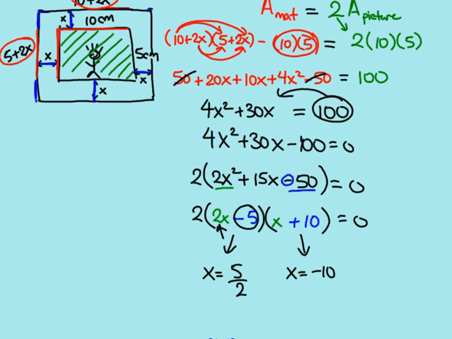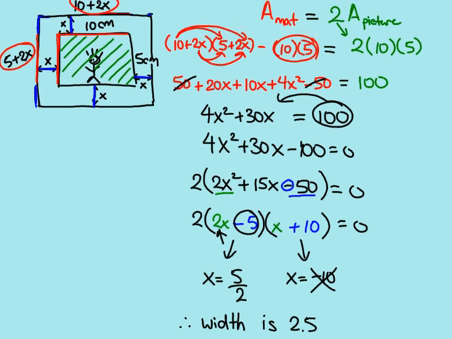Thinking back to what this question was actually talking about, weren't they talking about the width of a frame? This one doesn't make any sense. Negative 10, there's no such thing as negative 10 measurements. Therefore, you know that the width is 2.5, and I forget if they were talking about centimeters. They were talking about centimeters. Okay, so centimeters. The reason why I changed it to a decimal is because it'd be really weird to say the width is 5 over 2 centimeters. No one says that.